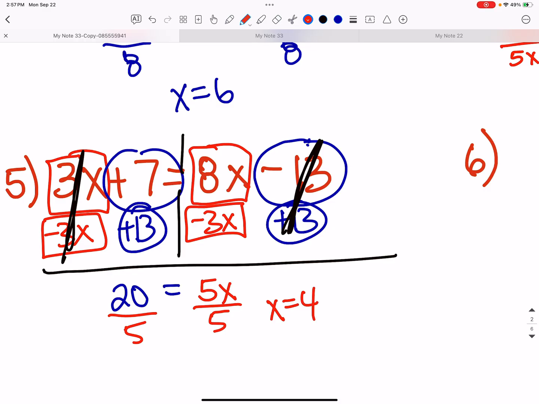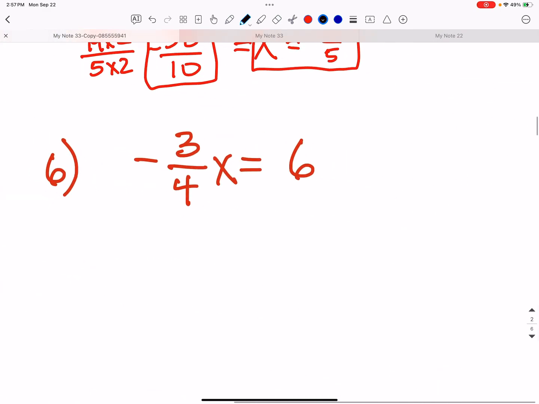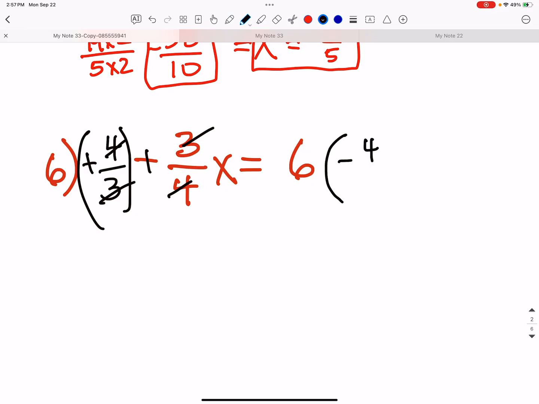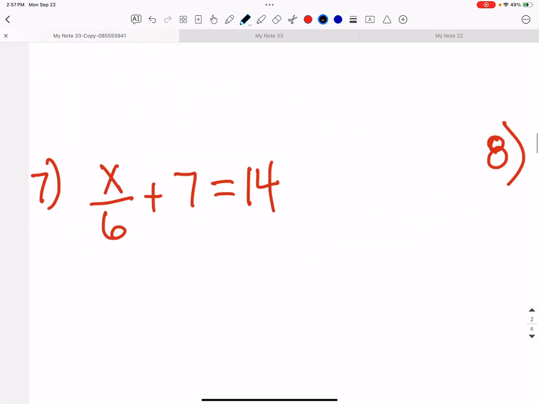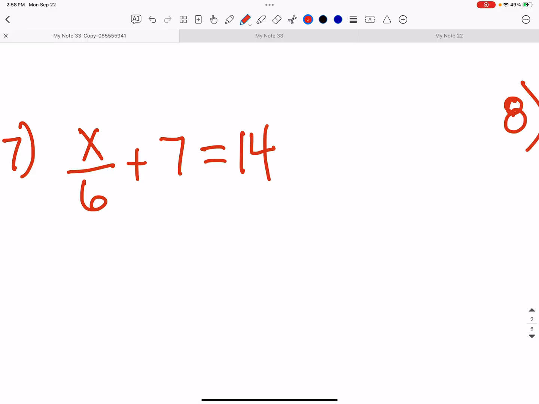X equals 4. All right, this, I need a top 4 and a bottom 3 and a negative to kill the negative. Negative kills negative, 4 kills 4, 3 kills 3. So over here, I need a negative, top 4, bottom 3. 6 times 4 is 24. 1 times 3 is 3. And nothing killed the negative, so negative. 24 divided by 3 is 8, and nothing kills this negative, so it's still negative 8. Here we go. Let's go.